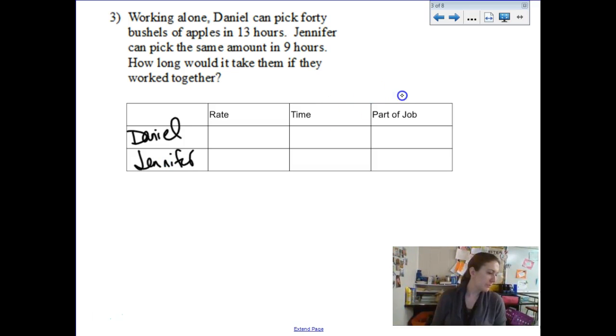Alright, so very similar question. This will be the last one we do on this front side of the notes, and then I'll show you on the back side of the notes how they can kind of change up the problem a bit. So Daniel can pick 40 bushels of apples. Now that's the job, that's not his time. But it takes him 13 hours. That's his rate. So one job in 13 hours. And then Jennifer can do that same job in 9 hours. So one job in 9 hours.